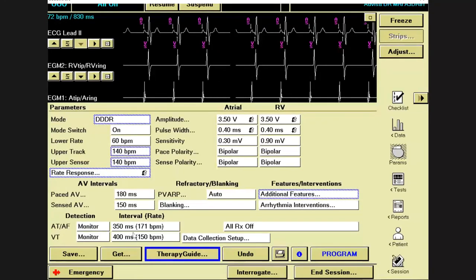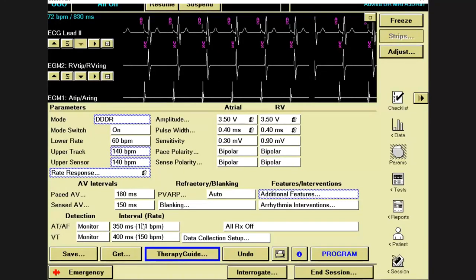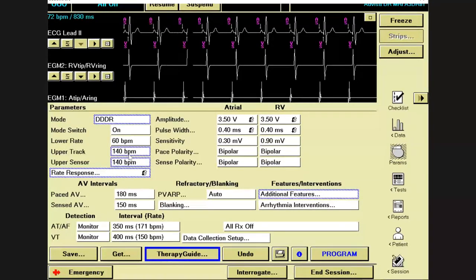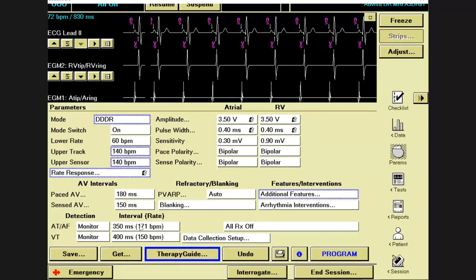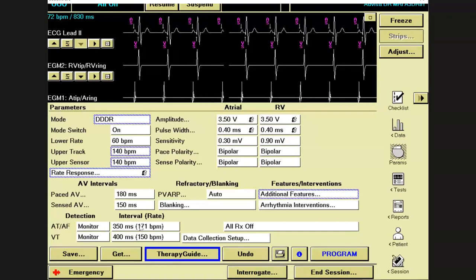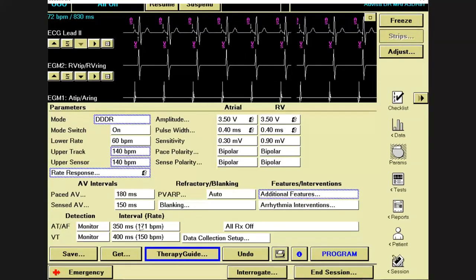So if, let us say, the rate is below 170 beats per minute, but faster than 140 beats per minute, then the device will not mode switch because it is still probably sinus tachycardia that's going on. That might result in a 2:1 pacemaker block. That might cause a symptom for some patients.